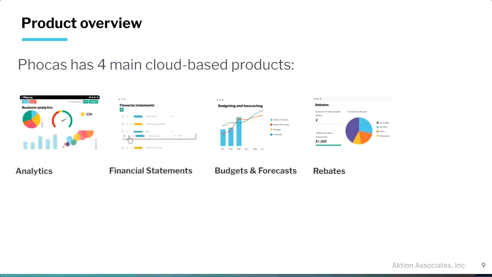So we have 4 main cloud-based products. We have the analytics, which is going to be pulling in your operational data like sales, purchasing, inventory, AR, AP. And then we had a lot of customers ask us, they wanted to be able to have their data not only in BI, but they wanted to be able to have financial statements and budgeting in one spot. So this is really kind of enhancing that single source of truth I was talking about earlier.